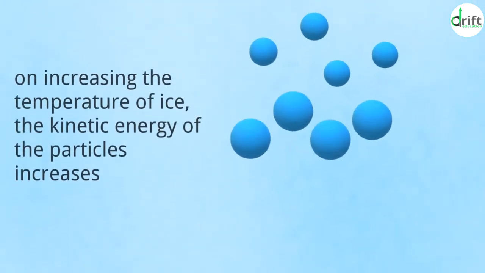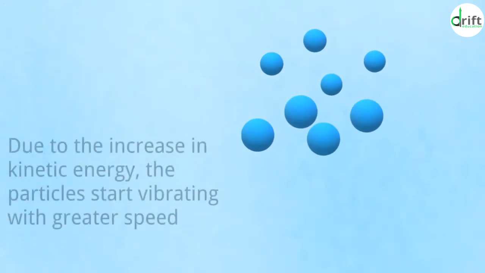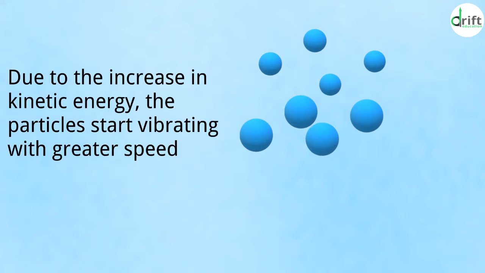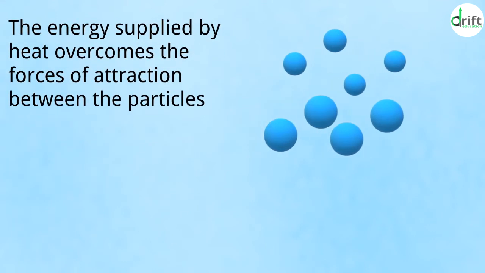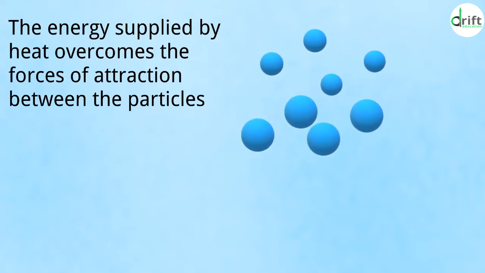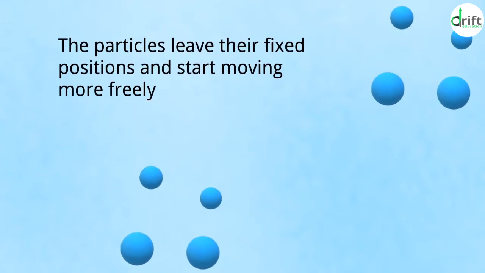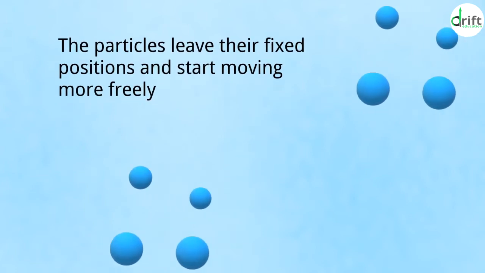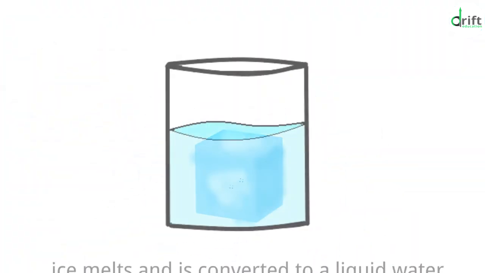On increasing the temperature of ice, the kinetic energy of the particles increases. Due to the increase in kinetic energy, the particles start vibrating with greater speed. The energy supplied by heat overcomes the forces of attraction between the particles. The particles leave their fixed position and start moving more freely, and a stage is reached when the ice melts and is converted to liquid water.